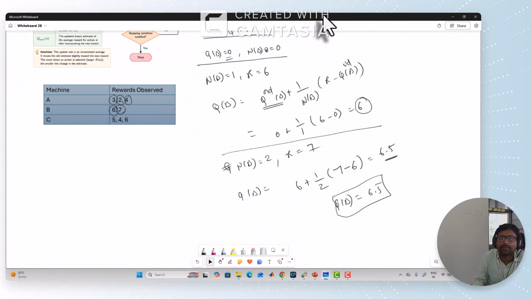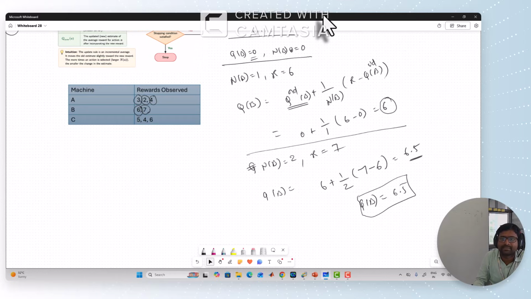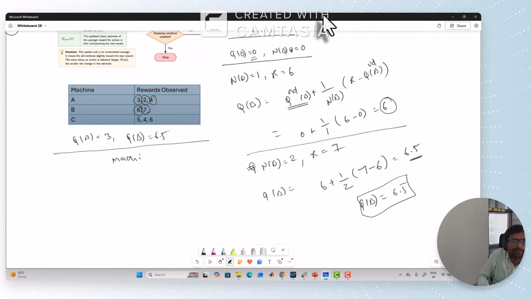6.5, right? Now we will go with machine C. As of now, we know that machine A reward is 3 and machine B reward is 6.5. Now we are working with machine C. So for machine C, what is the initial Q value? Return value 0. There are no plays as of now, so NC equal to 0.